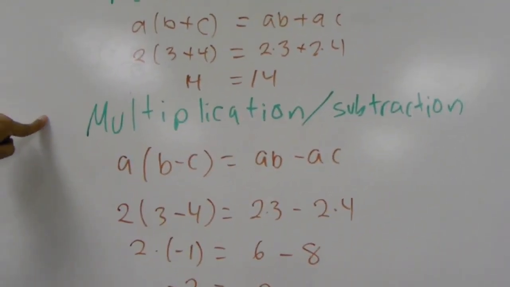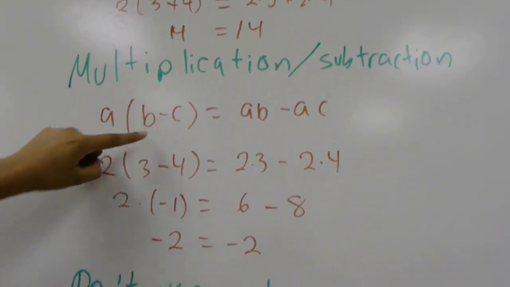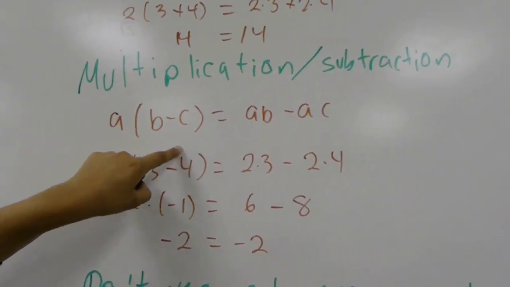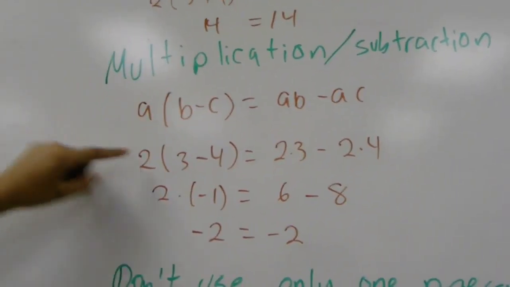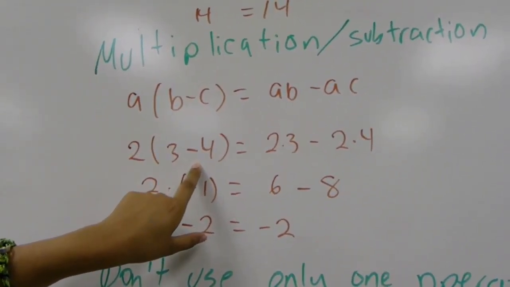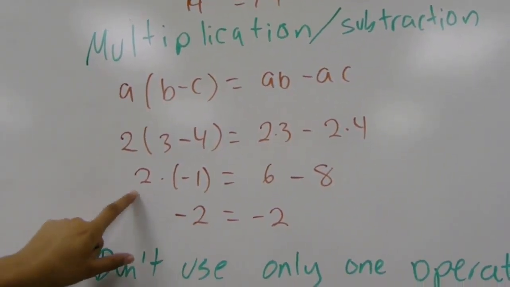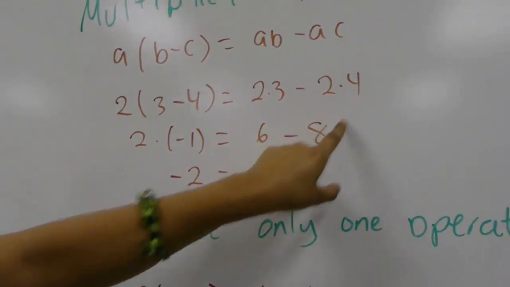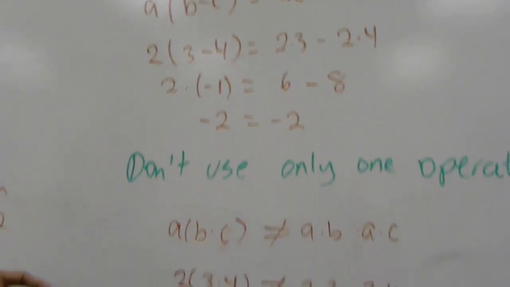Then we have the case of subtraction. So we have multiplication on the outside, subtraction on the inside. A times open parenthesis B minus C is equal to AB minus AC. In the example we had 3 minus 4, which is negative 1, and we still have the 2 on the outside. So 2 times negative 1 gives us negative 2. On the other side, we had 2 times 3 is equal to 6, and 2 times 4 is equal to 8, and 6 minus 8 is also equal to negative 2.